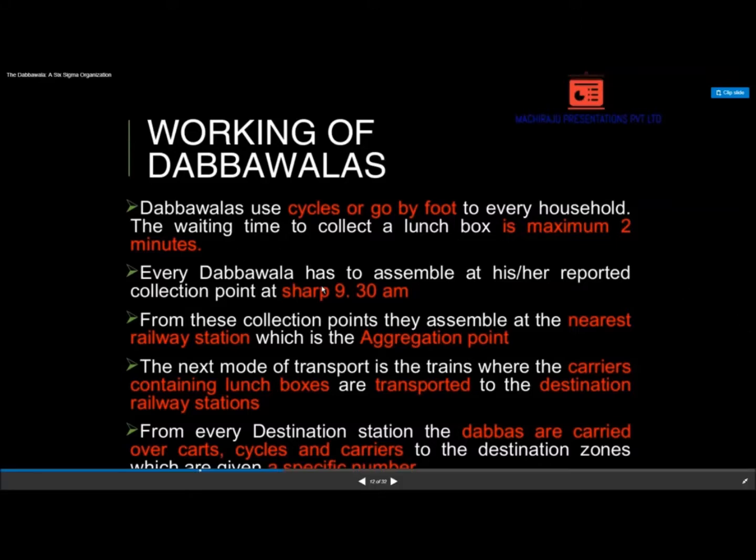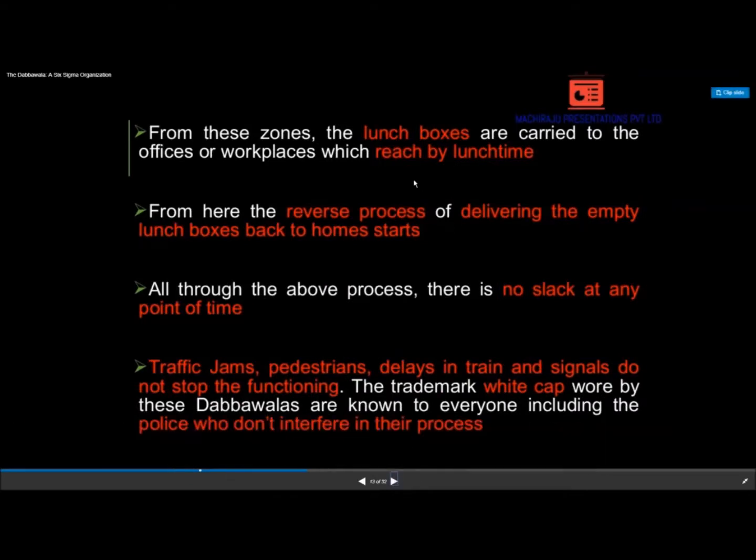Every Dabbawala, so you go at 8 o'clock in the morning, you have to get to the collection point at 9:30 a.m. From these collection points, they assemble at the nearest railway station, which is the aggregation point. The next mode of transport is the trains, where the carriers containing lunchboxes are transported to the destination. From every destination station, the dabbas are carried by hand carts, bicycles, and carriers to the destination where they are given a specific number. From these zones, the lunchboxes are carried to the offices or workplaces. They get there by lunchtime. Then they reverse the process.